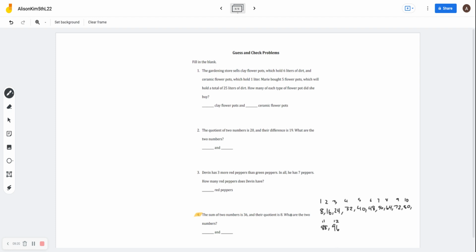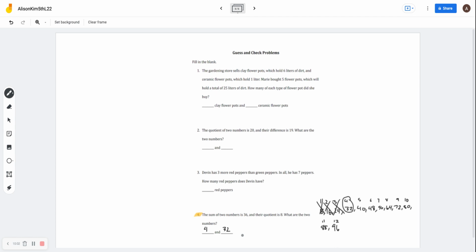And we're trying to find the two numbers that add together to equal 36. So 1 plus 8 is 9, so that's not right. 2 plus 16 will give us 18. And then 3 plus 24 will give us 27, that's not 36. 4 plus 32, look at that, will give us 36, right? So that will be our answer. So what are the two numbers? It would be 4 and 32. Because when you add 4 and 32, we get 36, and when we divide 32 by 4, we get 8.